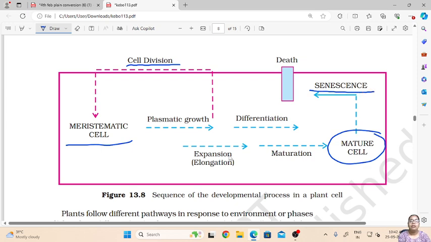Okay, and then senescence will gradually cause what? Death of the plant. So this is how the growth phase or the developmental process in plant cell takes place. That is the meristematic cell, where cell division takes place. Meristematic cell then causes elongation. Then there is maturation. Then there are mature cells, which after certain time will cause senescence, and senescence will cause what? Death of the plant. So these are the developmental process in plant cell.